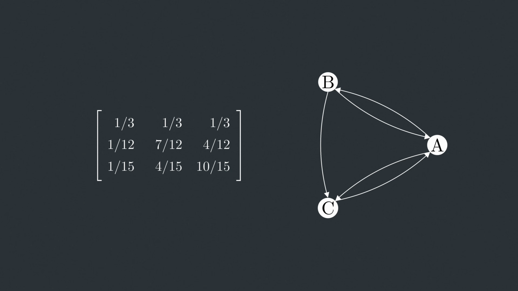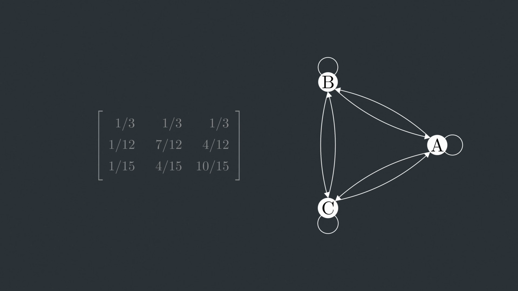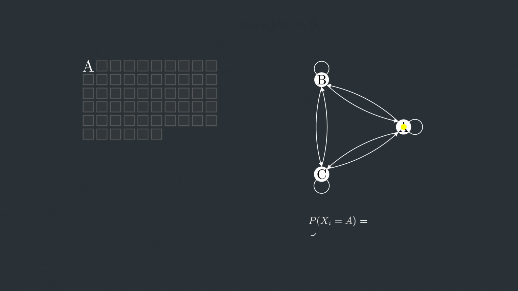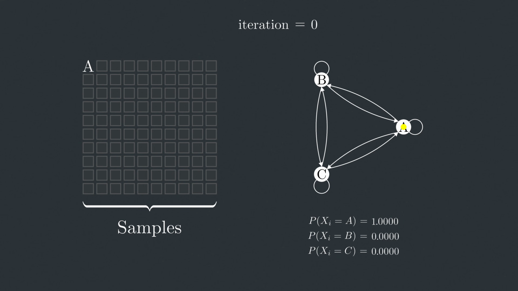We can draw this as a state diagram. Each node is a state. These are the values the random variable can take, and the edges show the probabilities of moving between them. Let's begin in state A with probability 1.